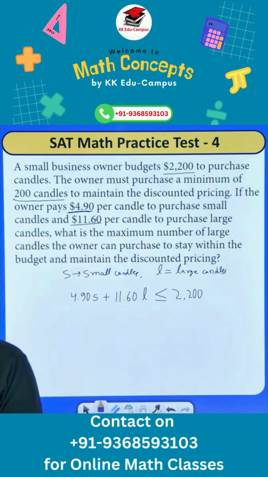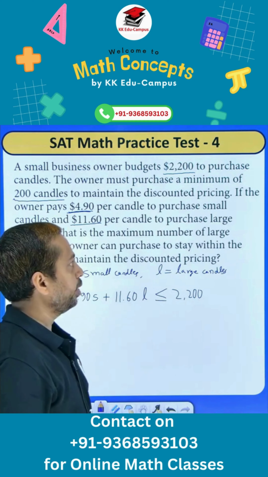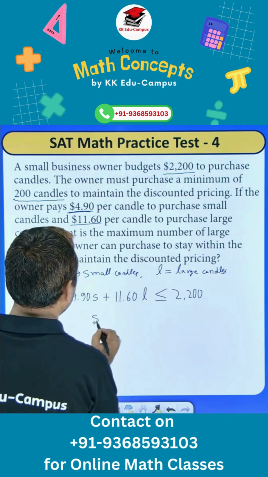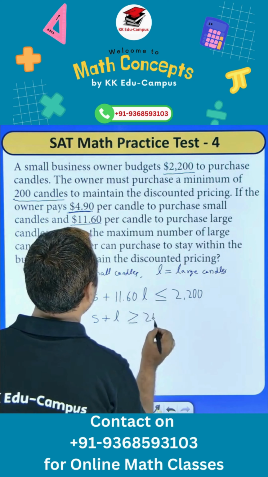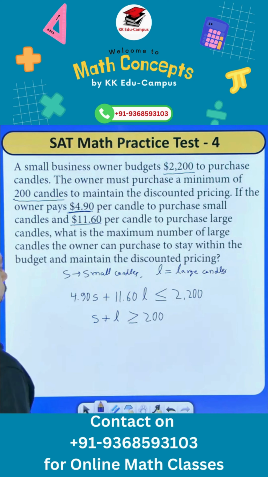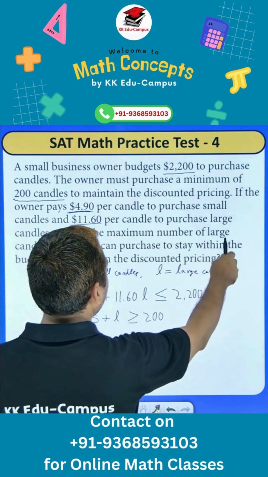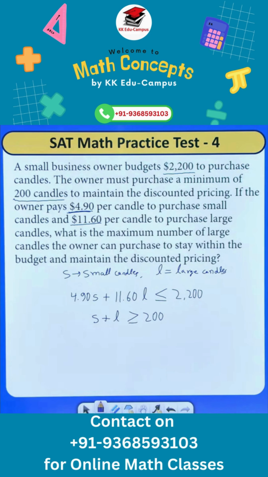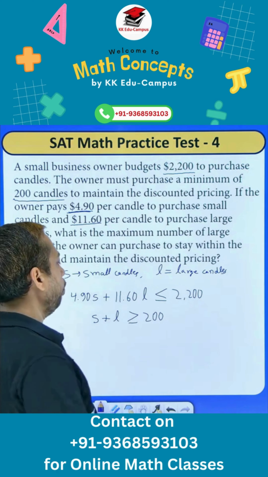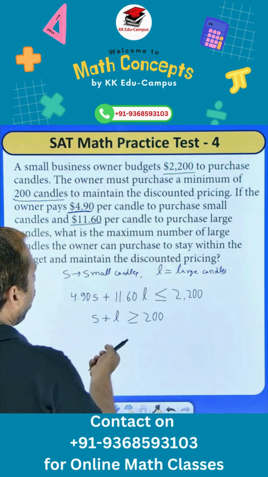Another inequality we can write is for the minimum number of candles that can be bought. S plus L will be the total number of candles, so S plus L should be greater than or equal to 200. Now we have to find the maximum number of large candles that can be bought while remaining within the budget and meeting the minimum requirement.